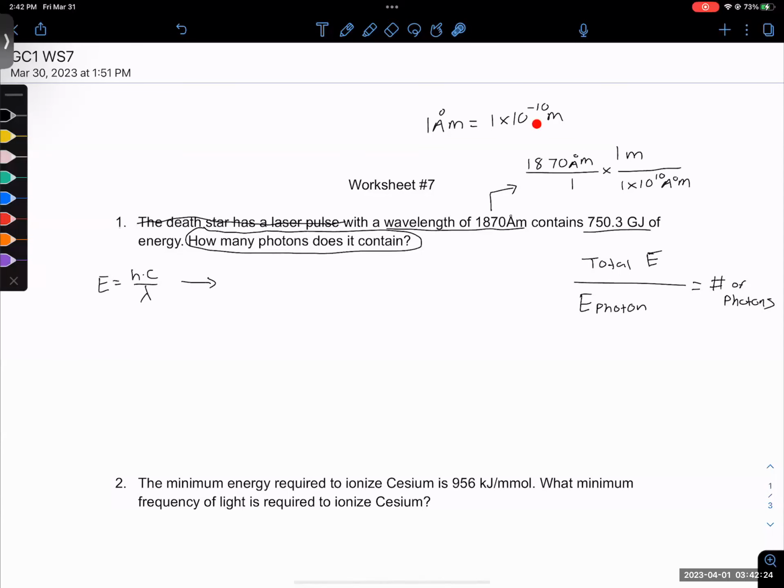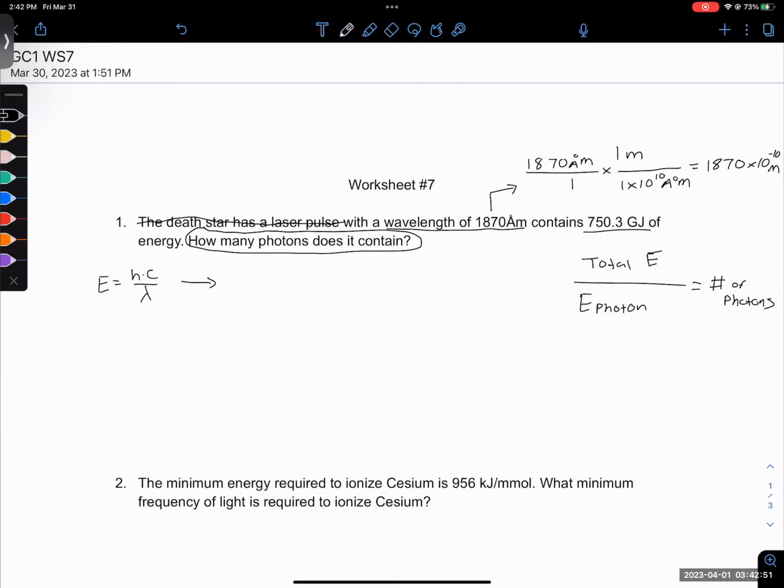Meters in 1 angstrom meter. So again, I prefer this way. So they're the same thing. If you put that into a calculator, you should get 1870. I'm not going to worry about decimal points, but you should get 1870 times 10 to the minus 10 meters.